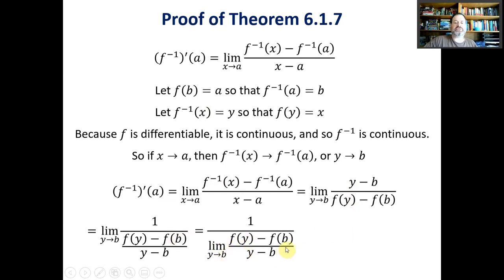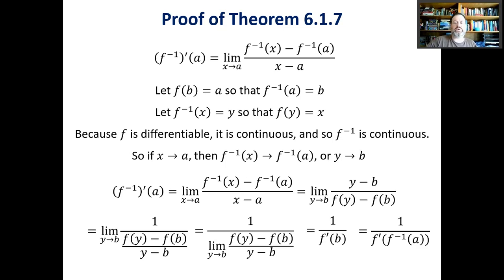Well, this is just the derivative evaluated at b. That's what this is. Right? This is just this guy, but evaluated at b, right? And that's it. So that's our proof. All right, let's keep moving.